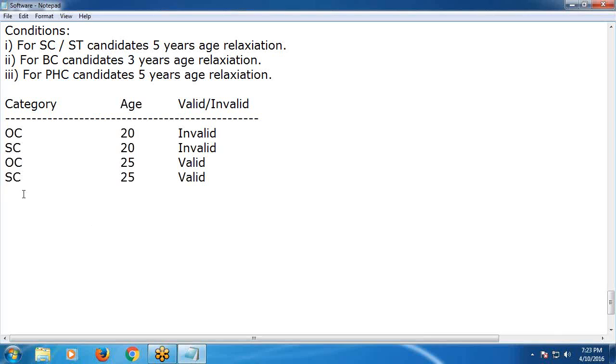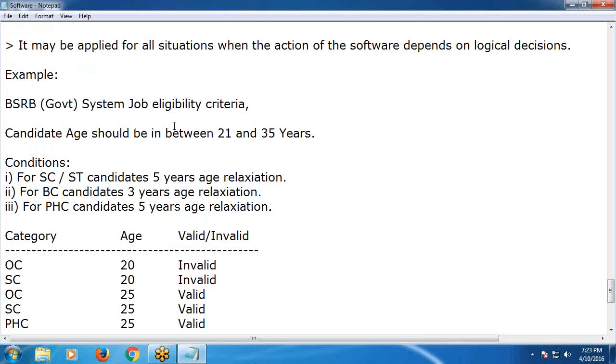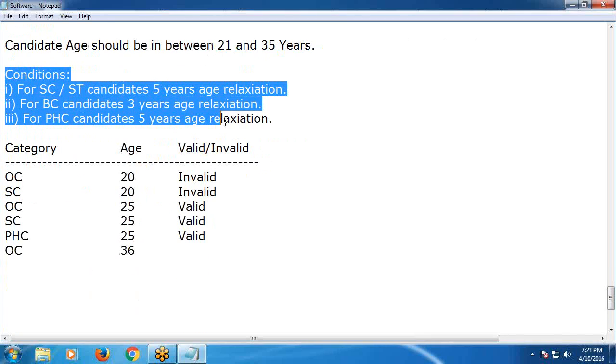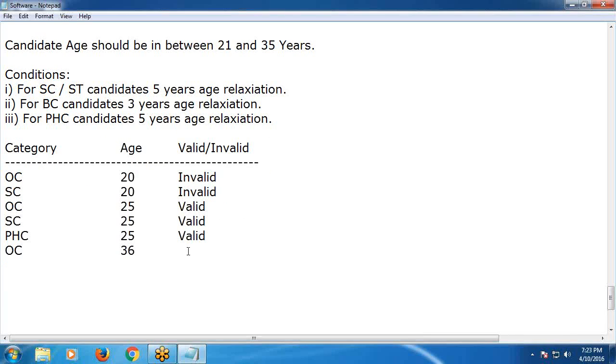Next, suppose PHC, 25, valid. Next, OC, 36. I don't see any OC condition. Observe, 21 to 35 years. Oh, okay. The remaining three are the general requirement. These are the invalid conditions. 36, valid or invalid? Invalid.